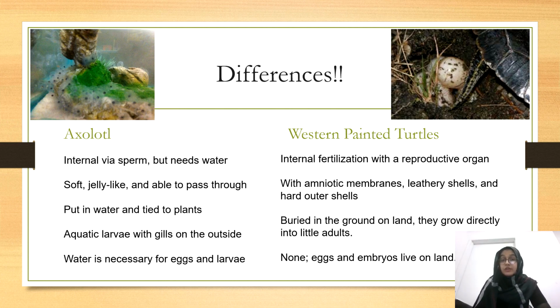Western painted turtles, on the other hand, have internal fertilization with reproductive organs. They have an amniotic membrane, leathery shells, and hard outer shells. They are buried in the ground. On the land, they grow directly into little adults. They do not need water, and eggs and embryos live on land. So that is a little difference between axolotl eggs and Western painted turtle eggs.